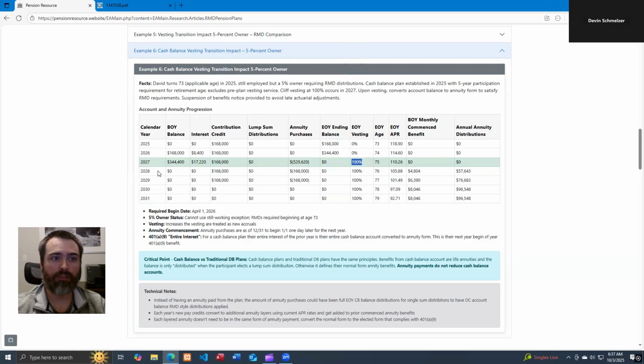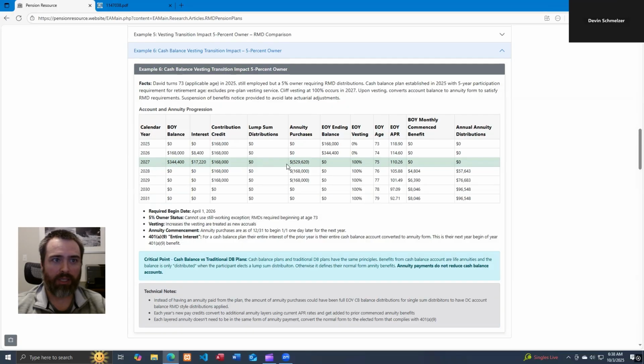Now, what is the benefit to be paid? Look at the cash balance account at 12/31/2027. That gets converted into a monthly benefit, and from there, any optional forms that comply with 401(a)(9) can be used for their required distribution payments. I'm using the normal form here for simplicity. Just keep that in mind. They can elect any other optional form of payment.